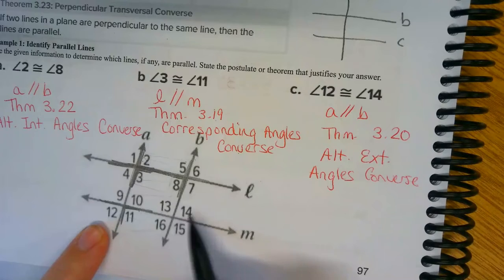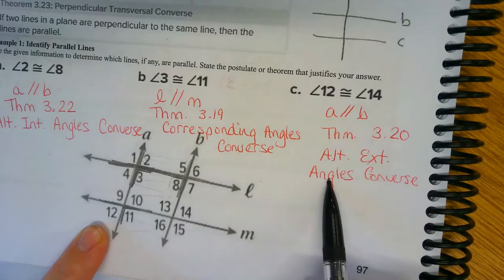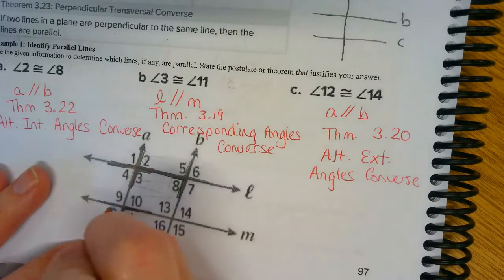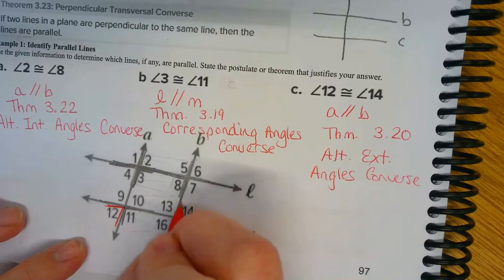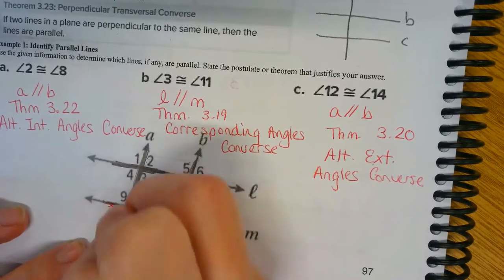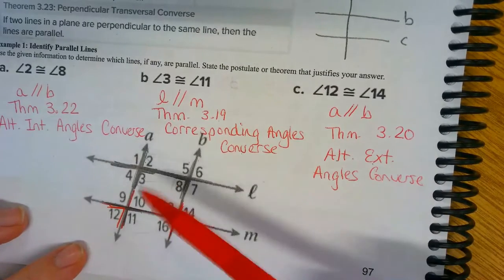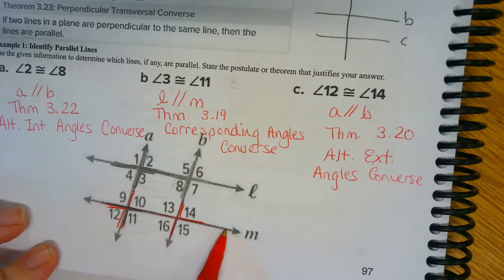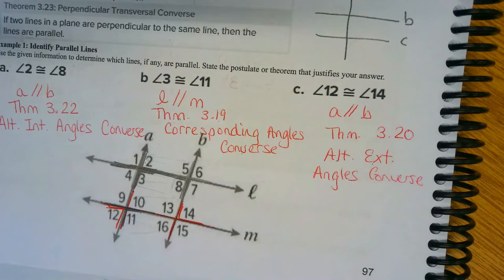So on letter C, you're going to notice that 12 and 14 are alternate exterior angles. So you would use the alternate exterior angles converse. Then you can come through and highlight where your angles are. So 12 is here, 14 is there. When I highlight my lines that extend through there, I'm going to see that A and B are parallel with M acting as the transversal. So A and B will be your parallel lines. Pause the video and try the next check question.